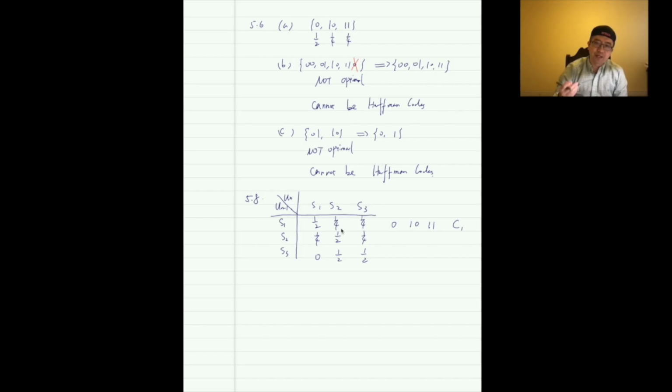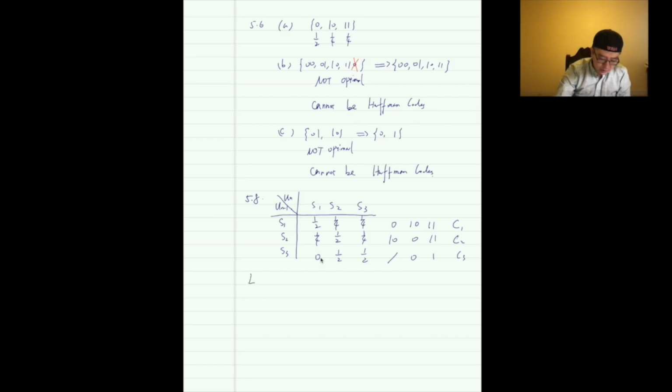And similarly, we can design the code for S2, right? So S2 could be identical: 0, 1, 0, 0, and 1, 1, and that is C2. And the last one would be pretty straightforward, right? The first symbol has probability 0, so we don't need a code here. Then we can have a 0 and a 1 here, and that is C3. So for each given previous symbol, we can use a Huffman code for the next one.